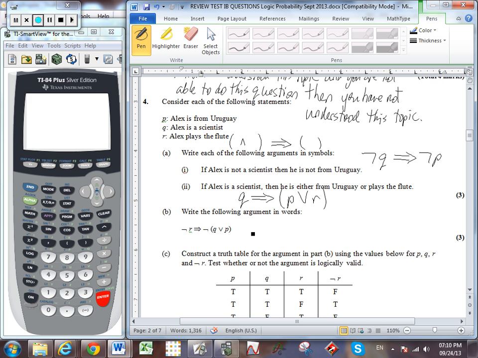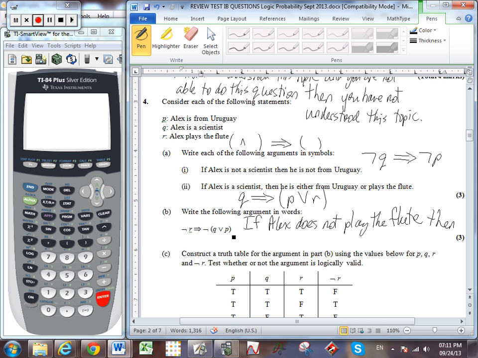Part B, let's write this argument into words. So not R, and then we're going to end up with an arrow. So if Alex does not play the flute, then it is not the case that Alex is a scientist or Alex is from Uruguay.